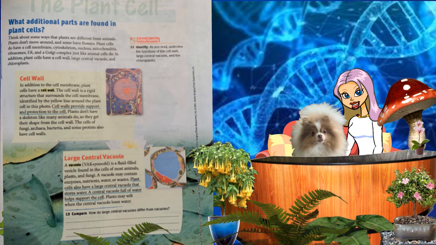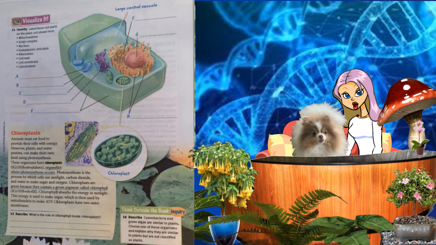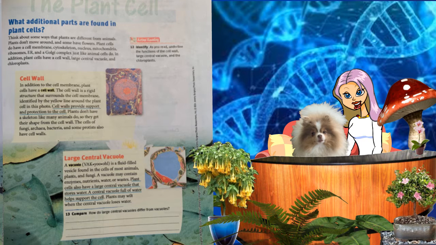Okay, what's a large central vacuole? A vacuole is a fluid-filled vesicle found in the cells of most animals, plants, and fungi. A vacuole may contain enzymes, nutrients, water, or wastes. Plant cells also have a large central vacuole that stores water. A central vacuole full of water helps support the cell. Plants may wilt when their central vacuole loses water. Compare. How do large central vacuoles differ from vacuoles?